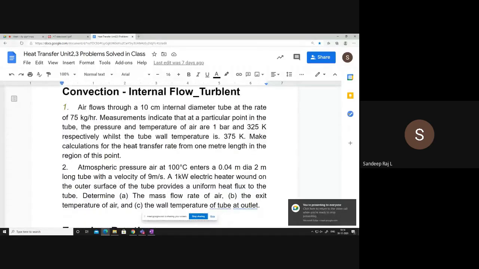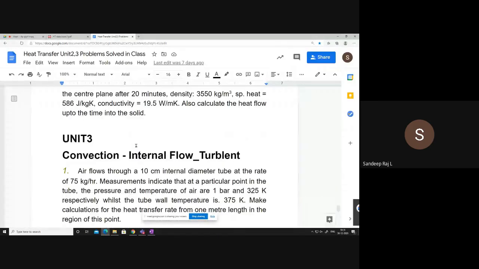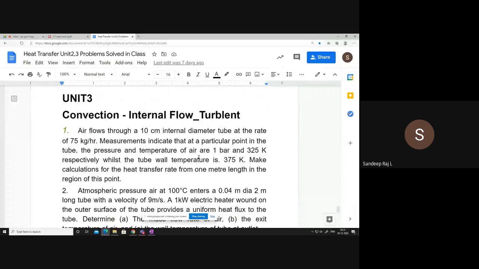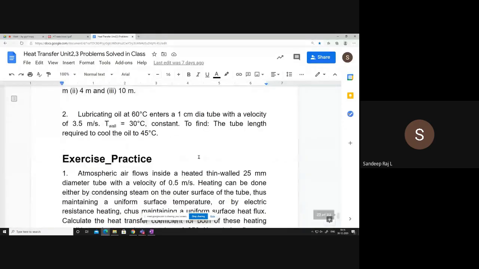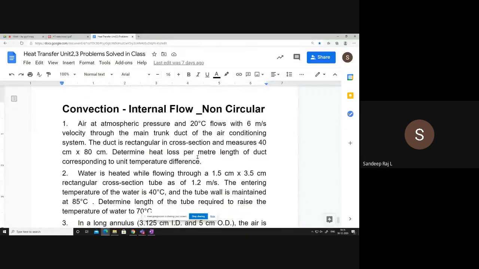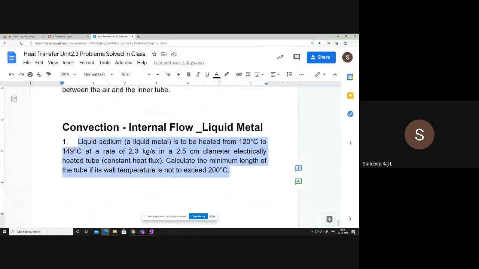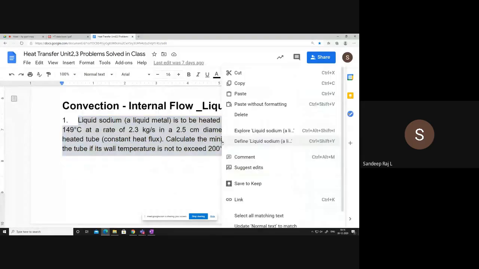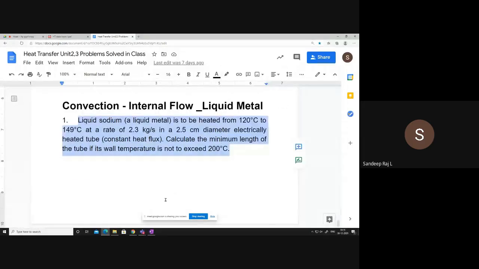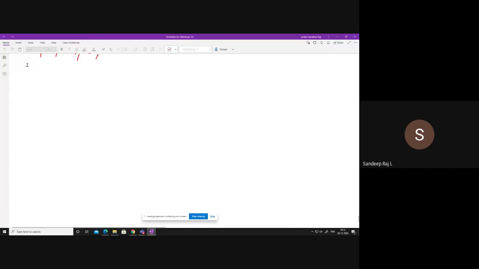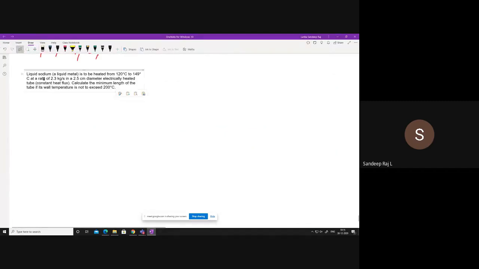In convection internal flow, we have solved problems based on turbulent, laminar, and then internal flow non-circular, and then liquid metal. We will solve it now. The remaining things we have already solved. So we will solve this liquid metal problem here.